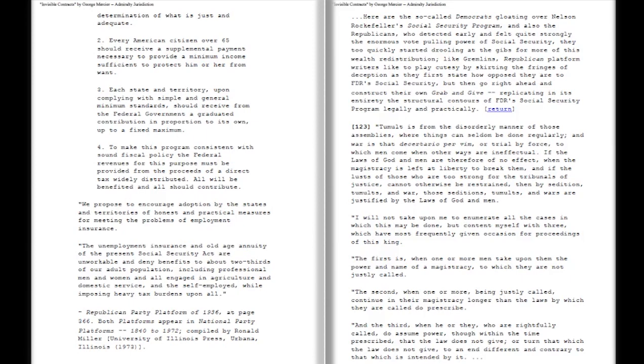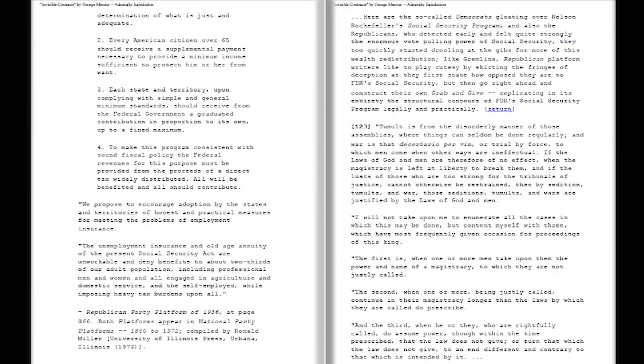Republican Party Platform of 1936, at page 366. Both platforms appear in National Party Platforms 1840 to 1972, compiled by Ronald Miller, University of Illinois Press, Urbana, Illinois, 1973. Here are the so-called Democrats gloating over Nelson Rockefeller's Social Security program, and also the Republicans, who detected early and felt quite strongly the enormous vote-pulling power of Social Security. They too quickly started drooling at the gibs for more of this wealth redistribution.